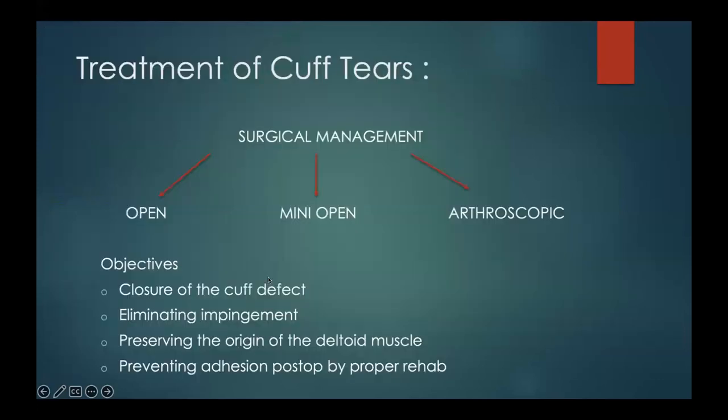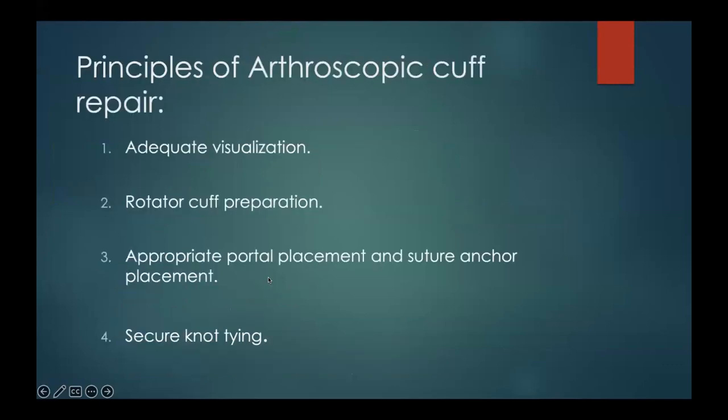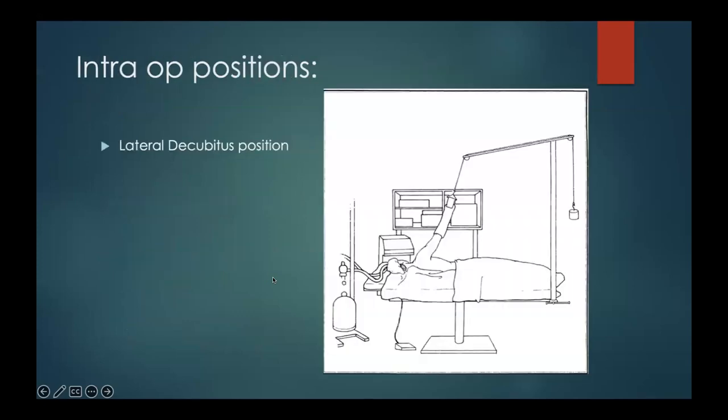The treatment of cuff tears, mainly the surgical management, is open, mini-open, and arthroscopic. The objectives of the surgery are closure of the defect, eliminating the impingement, preserving the origin of the deltoid muscle, and preventing adhesion post-op by proper rehab. There are mainly four principles of cuff repair: adequate visualization, rotator cuff preparation, appropriate portal placement and suture anchor placement, and secure knot tying.